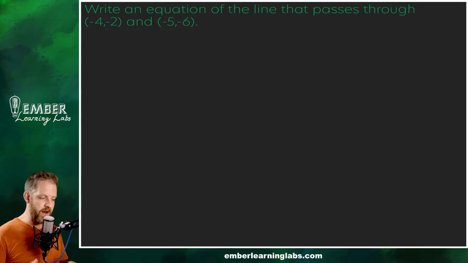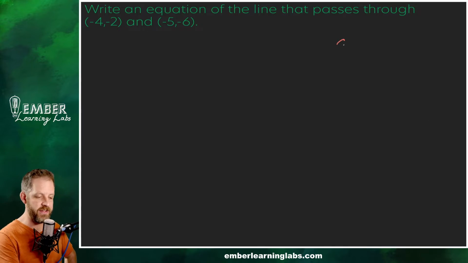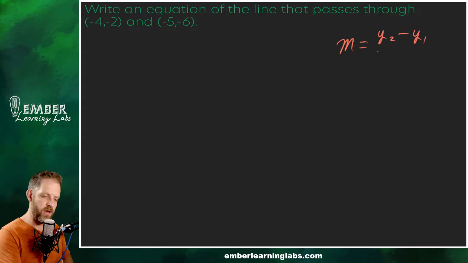So how do we find the slope between 2 points? Well, luckily for us, in the last unit, we learned a formula for finding the slope between 2 points. To jog our memory, the slope formula is m equals y2 minus y1 over x2 minus x1.